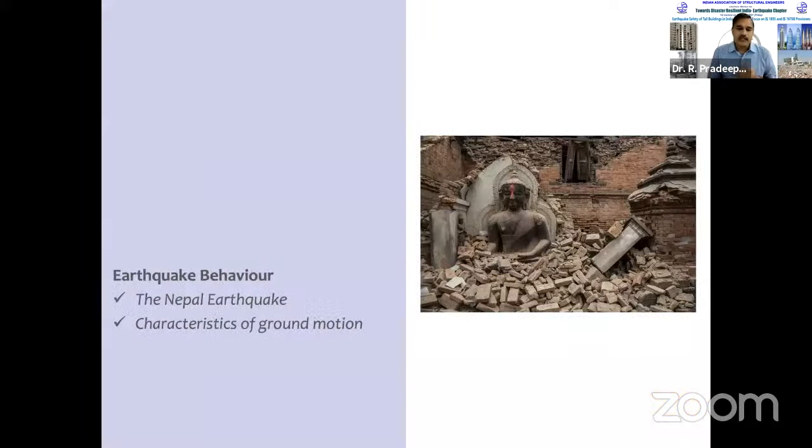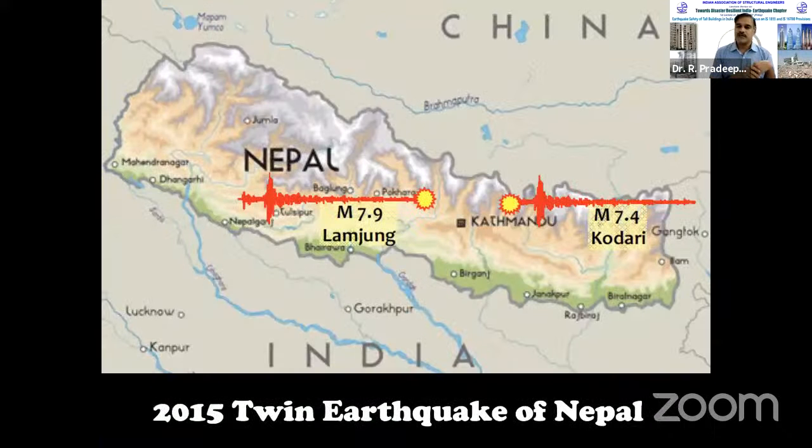Now let's look at earthquake behavior. When tall buildings especially are subjected to an earthquake with specific features in its ground motion, what is going to happen? We'll discuss this with reference to the Nepal earthquakes. These twin Nepal earthquakes occurred in 2015, one on April 25th and the second on May 12th. While the second earthquake was occurring, I experienced it, as I was present in Kathmandu, Nepal itself.